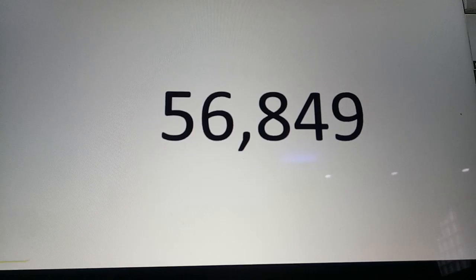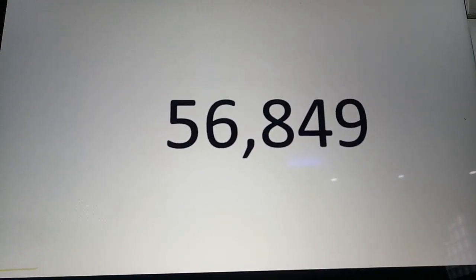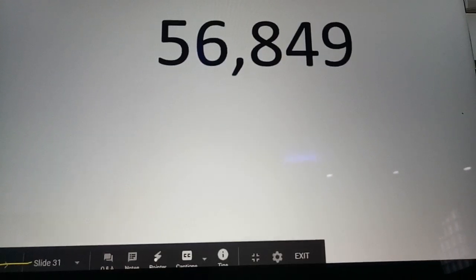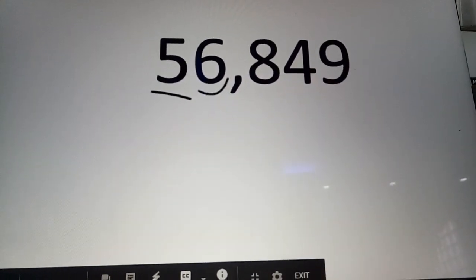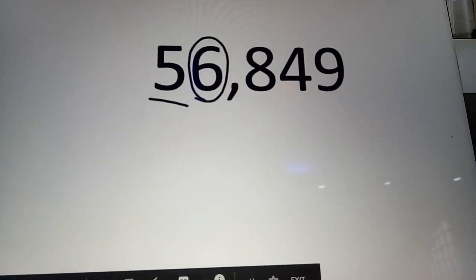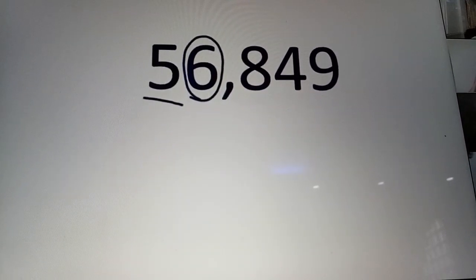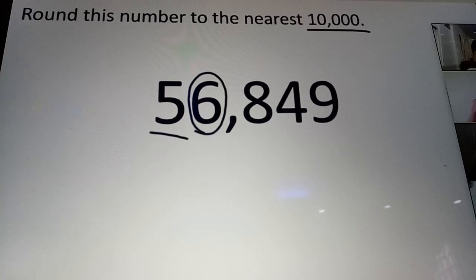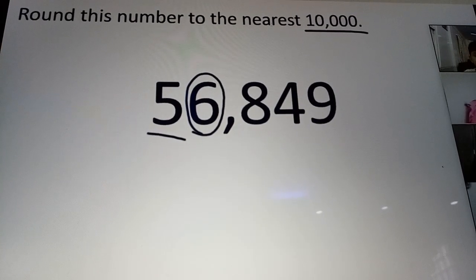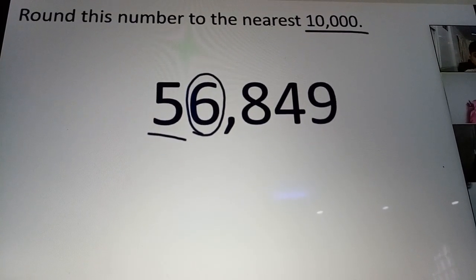Let's take a look at that. The directions are round this number to the nearest 10,000. Because the directions say I need to round to the nearest 10,000, I'm going to underline the 10,000s place and then circle its next door neighbor, which is the thousands place, to help me decide if this 50,000 is going to stay at 50,000 or round up to the nearest 10,000, which would be 60,000.